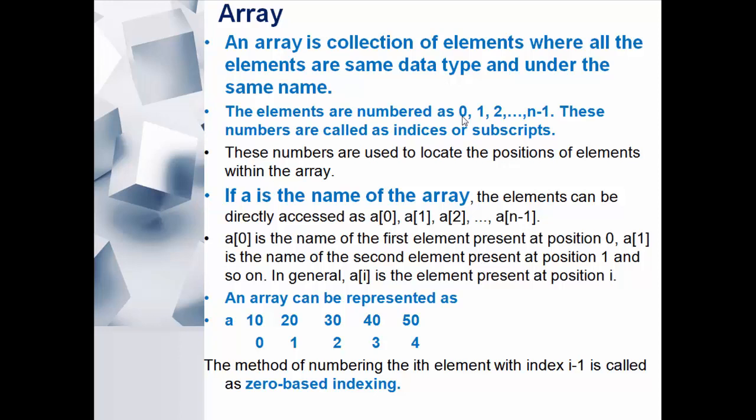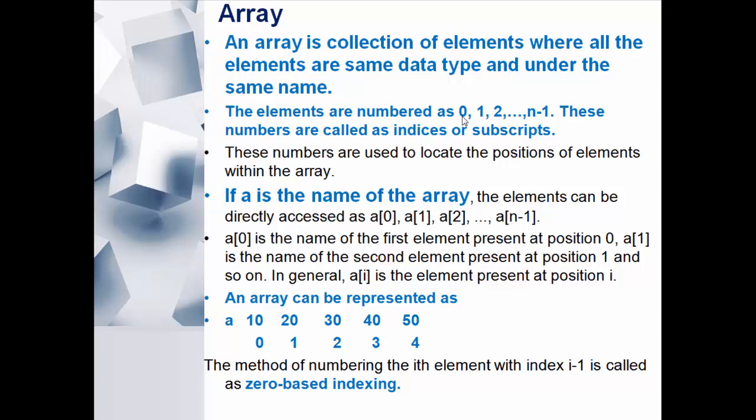These numbers are used to locate the positions of elements within the array. So subscripts are used to locate at which position the elements are present. They can be identified using the subscript values. So we will take these subscript values to locate the position of a particular element in the array. If A is the name of the array, the elements can be directly accessed as A of 0, A of 1, A of 2, and so on up to A of n minus 1.